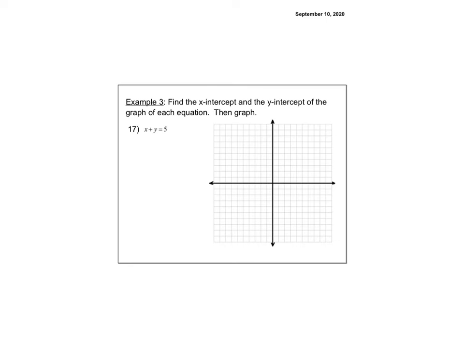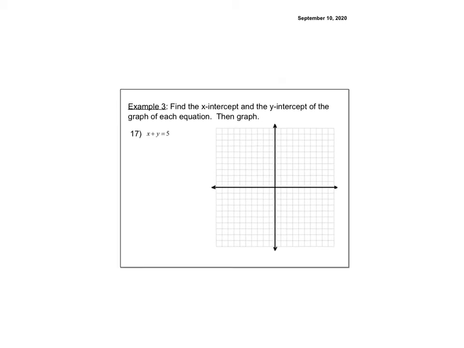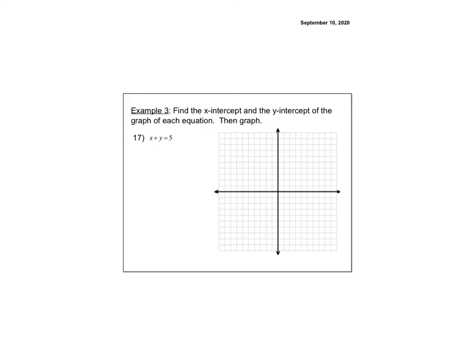This one here, when it's in standard form like this, ax plus by equals c, it's easier just to go ahead and figure out your x and y intercepts. So you can say, let x equals 0, solve for y. So if I do that, 0 plus y equals 5, and I get y equals 5. So then my ordered pair there is (0, 5), and that's my y-intercept.